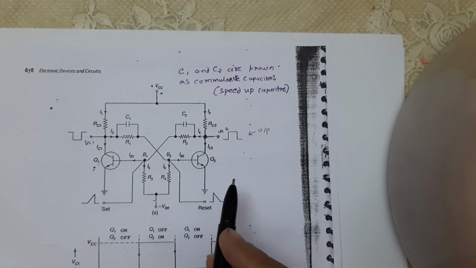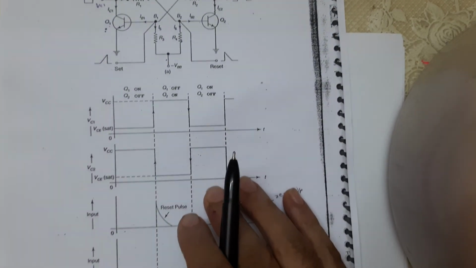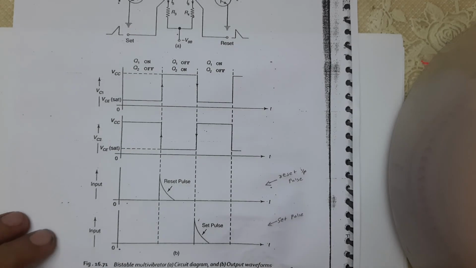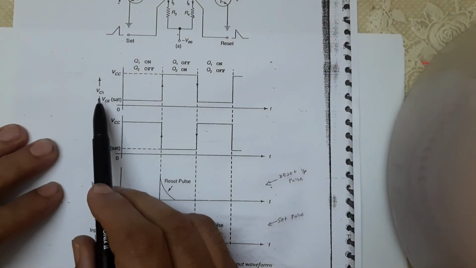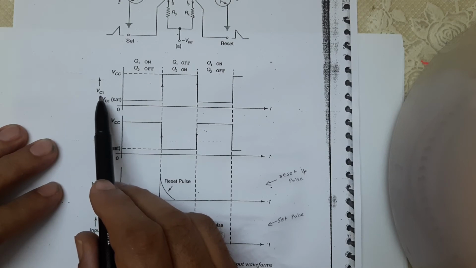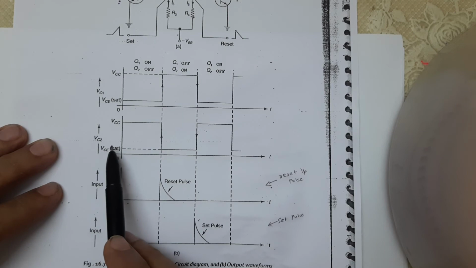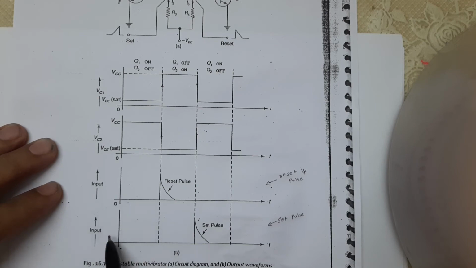Now the figure shows the waveform. These are the waveforms. See the waveforms of the bistable multivibrator. Vc1, that means the collector voltage of transistor Q1. Vc2, the collector voltage of transistor Q2. This is your reset pulse and this is your set pulse, right?